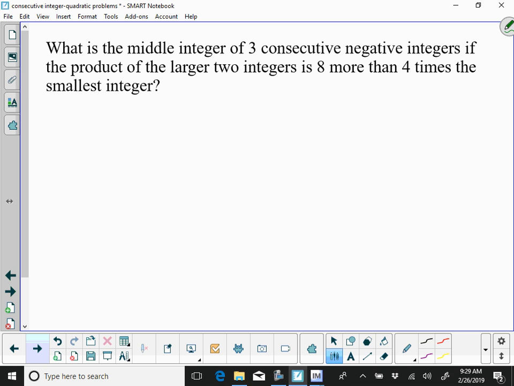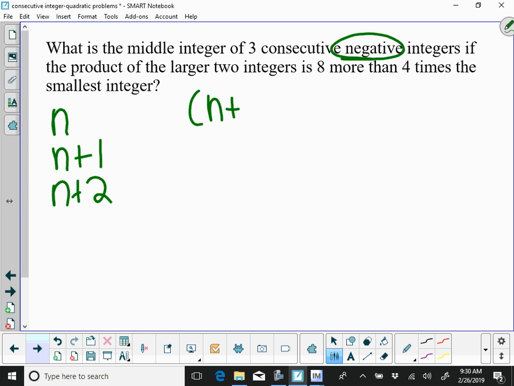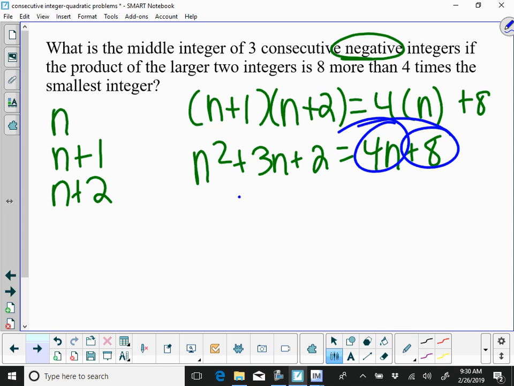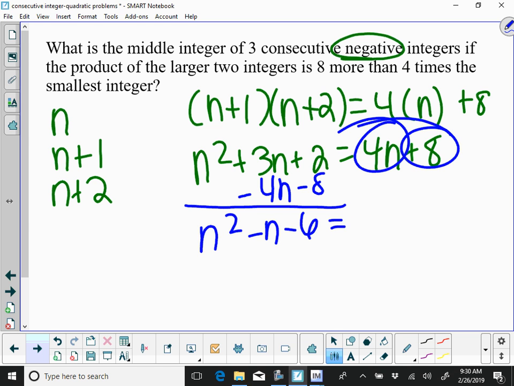Alright. Now this one's a little different because it says negative. Okay, so it's still n plus 1 and n plus 2. Okay? Product of the larger 2. Pay attention because this is where that term comes in. Is 8 more than 4 times the smallest? Okay, so you should have n squared plus 3n plus 2 and 4n plus 8. So when we set it equal to 0, we get n squared minus n minus 6, right? Okay, so you X box that. That gave you negative 3 and positive 2.